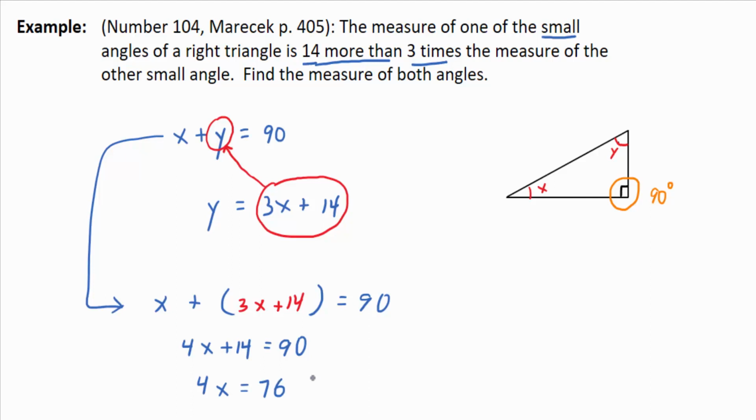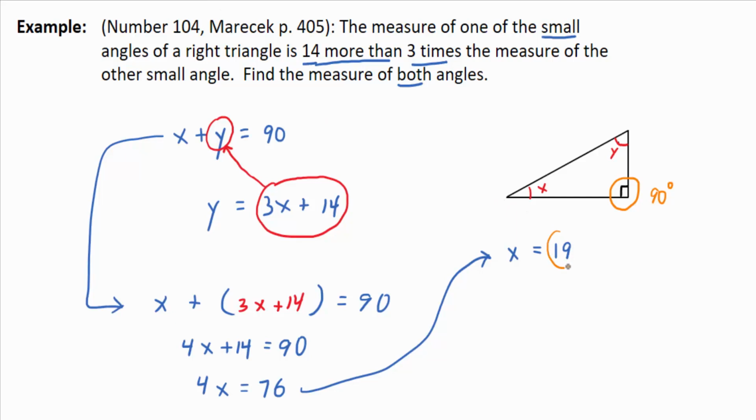Divide by 4. I'm also going to skip that as well because it's nice just to go from 4x to x equals. What's 76 divided by 4? It's got to be 19, right? 19. So are we finished? No, we also need, it says find both angles, right? So we need y. What's the easiest way to get y?